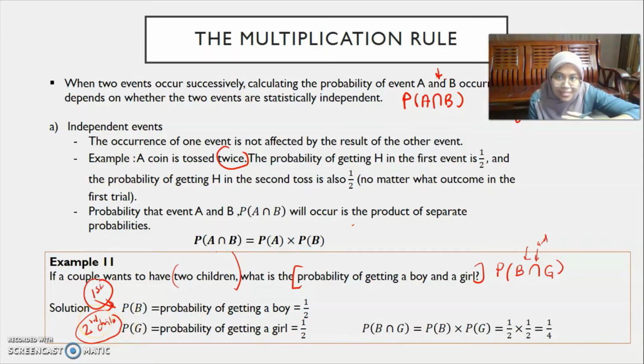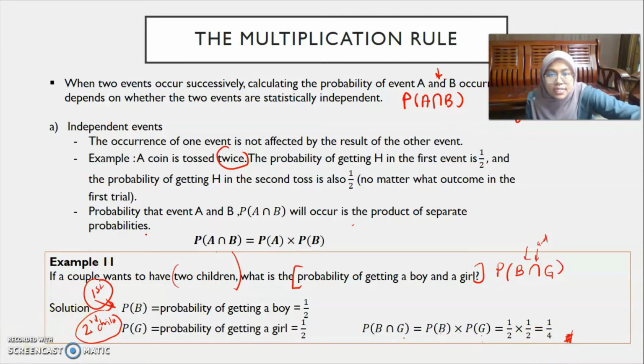I hope you can understand the concept of independent events here. Now back to the question. We need to calculate the probability of B intersect with G, and because this is an independent event, the formula is just the probability of B multiplied by the probability of G. The probability of B, getting a boy, is 1/2. Multiplied by the probability of G, getting a girl, which is also 1/2. So 1/2 times 1/2 is 1/4. This is the probability of getting a boy and a girl.